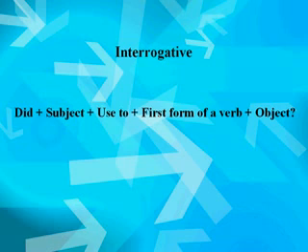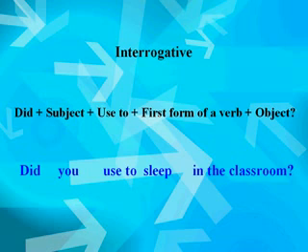Interrogative structure: did plus subject plus used to plus first form of a verb plus object. Did you used to sleep in the classroom? Did he used to smoke?